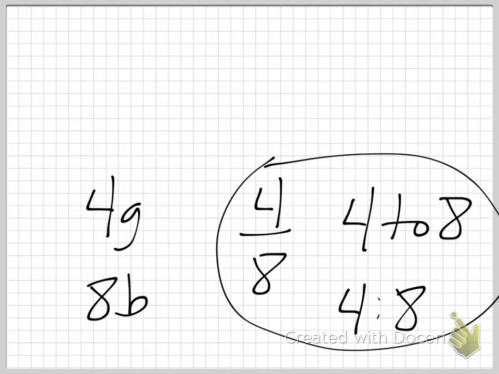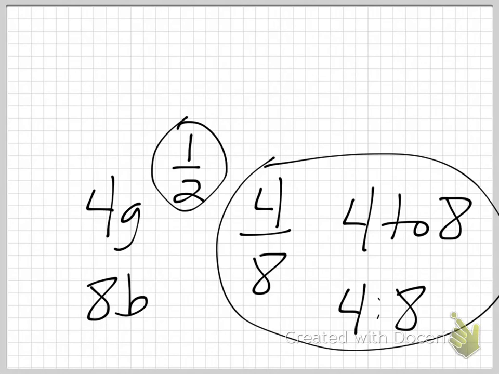You can reduce a ratio, but just know that it's not a fraction. It is not a fraction. This simply compares the number of girls to boys. Okay? This can be reduced to 1 to 2. Totally fine. But it does not mean that half of the people in the room are girls.